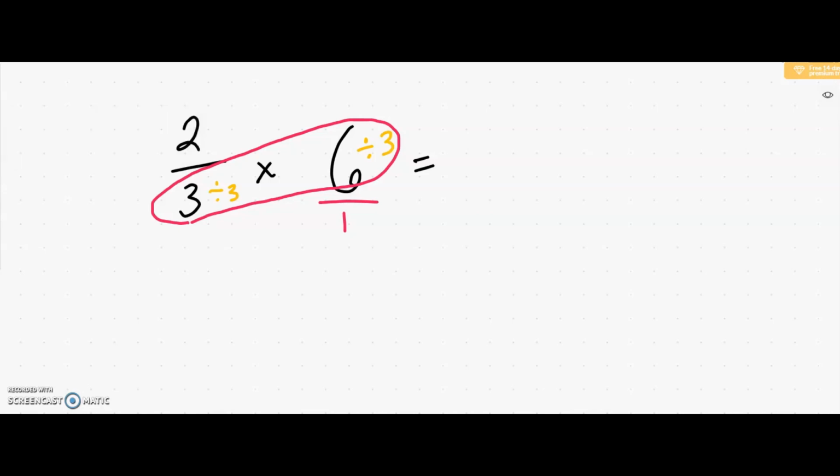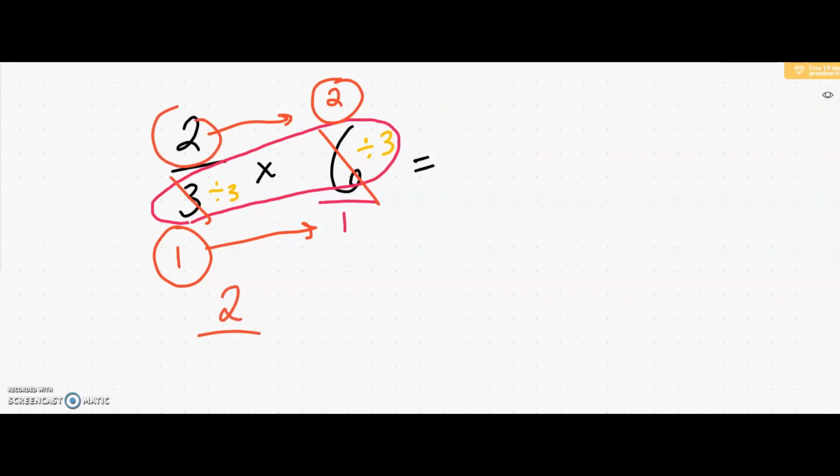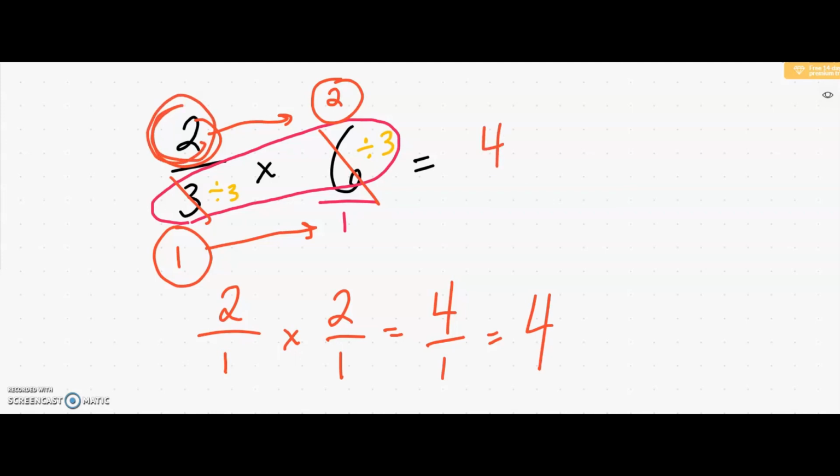Okay, so when I divide that 3 by 3, it becomes 1. When I divide that 6 by 3, it becomes 2. And look what we're left with. We're left with 2 times 2 and 1 times 1. And if you want to make it easier for you to read, the new fraction becomes 2 over 1, which is going to give me 4 over 1, which gives me 4. And just to double check it, look what we're left with. 2 times 2 is 4. 1 times 1 is 1, which gives me 4.